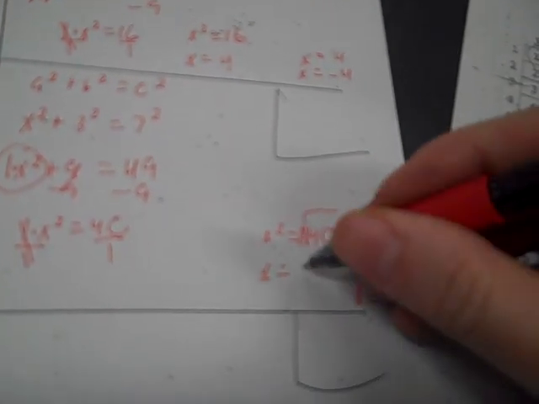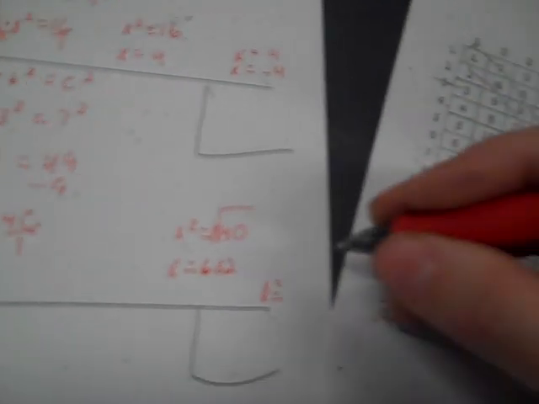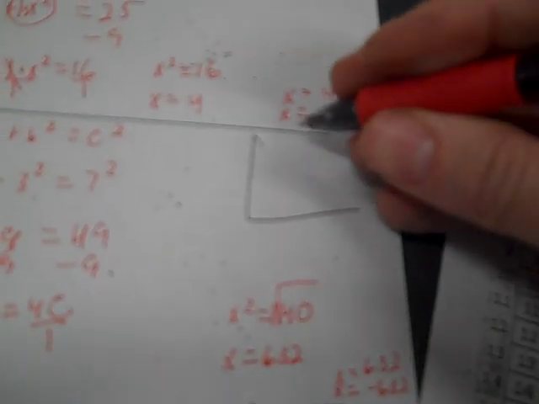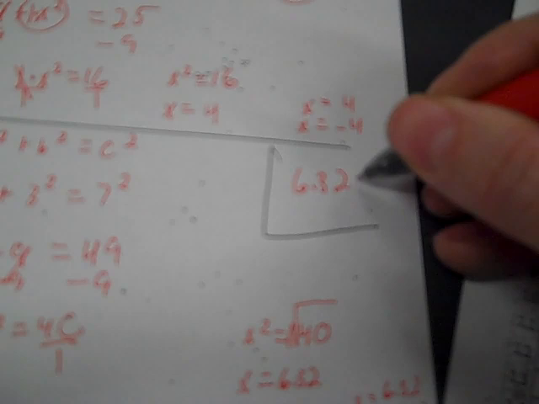6.32. So it could be positive or it could be negative. But up here in the box, put your positive answer, okay? It's like an x squared equals x equals equation. Okay, A is 5, B is 6.